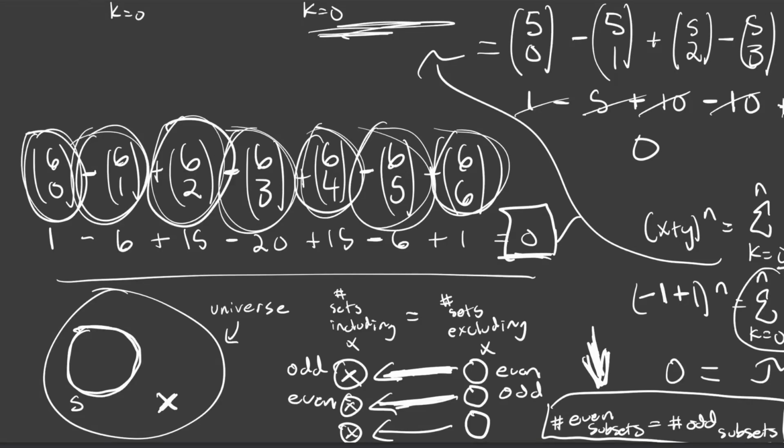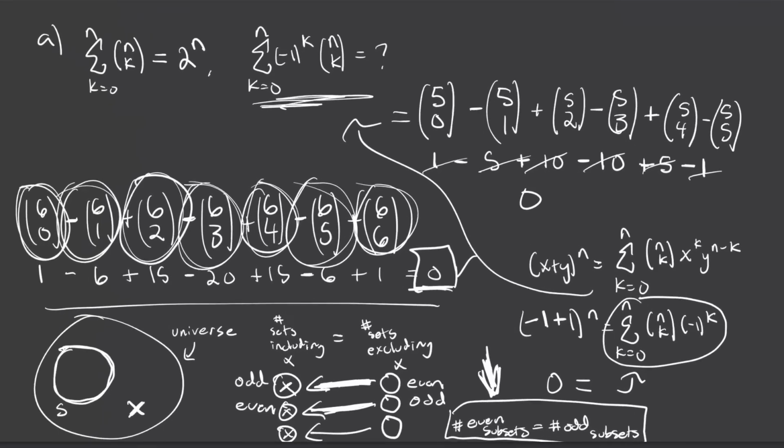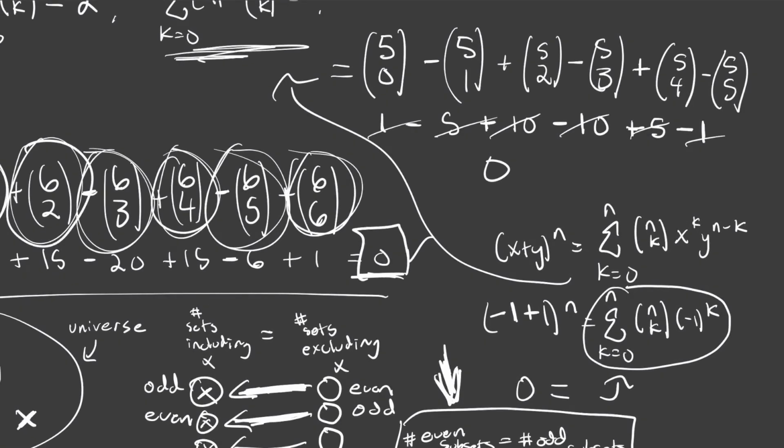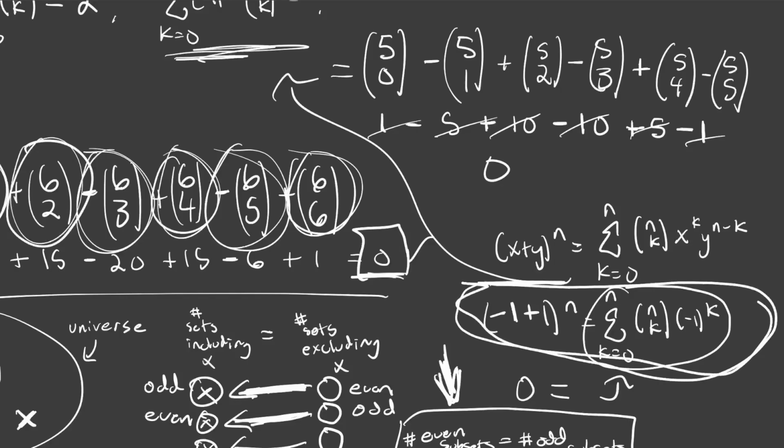So sorry about that, I went on a little bit of a tangent there, but I think it's important to understand, even if that last part was a little convoluted, the important part is that we can use the binomial theorem to derive that the alternating sum of the binomial coefficients is equal to 0, and we're going to use that in the inclusion-exclusion proof.